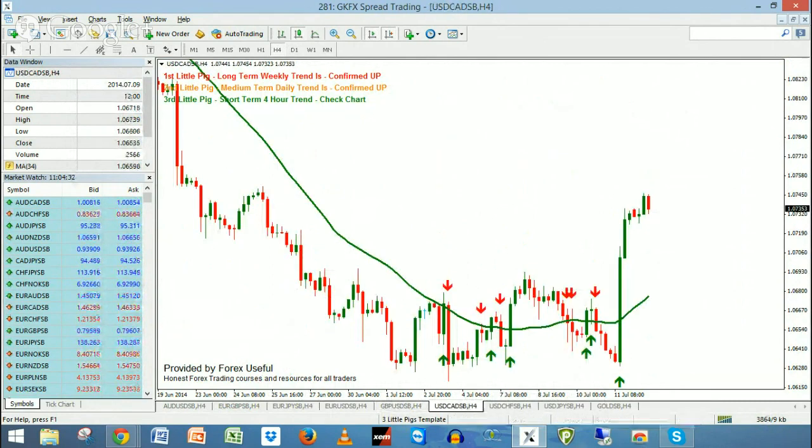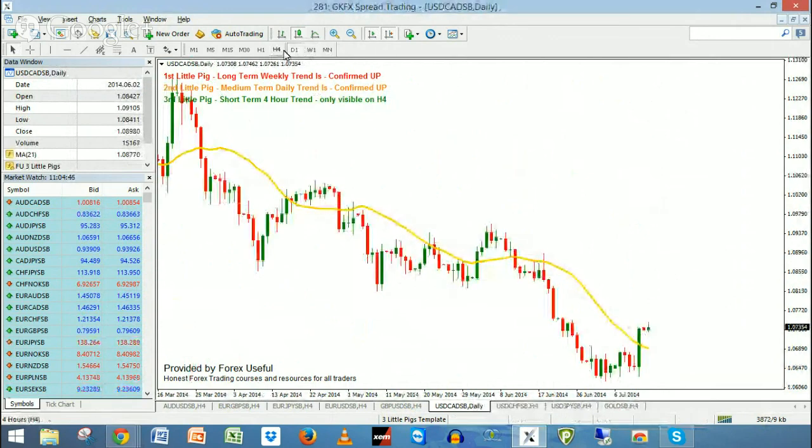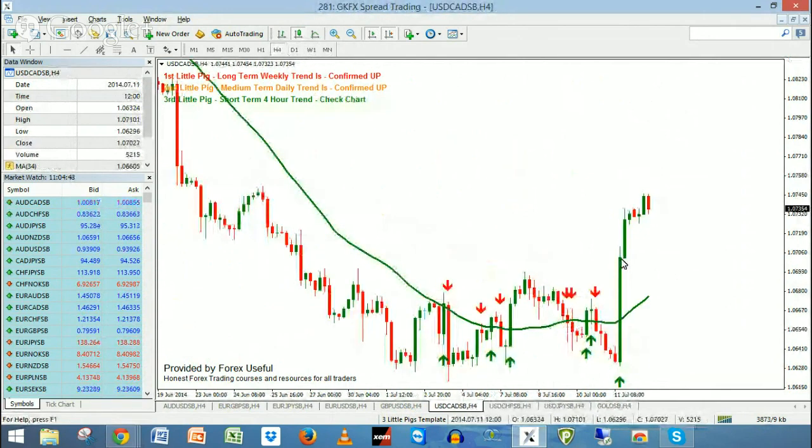USD CAD, I talked about this in the newsletter at the weekend, and basically the trend has just changed. Here we see the weekly moving up, the daily moved up as well last week, and on the 4-hour time frame we've got this signal here, so we're currently long USD CAD at the moment.